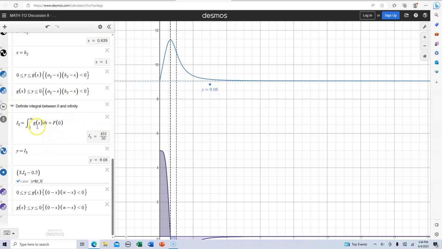Let me just show you that this third integral, integrating from 0 to infinity, plus the integration constant or the antiderivative evaluated at 0, which in our case is about 9,000 sets of clubs. This I3 is 453 over 50, which is about 9.06. This syntax right here is just a way for me to label this point, so this is an ordered pair. The minus 0.2 just pulls it down off the line. And this is just doing some shading for you.